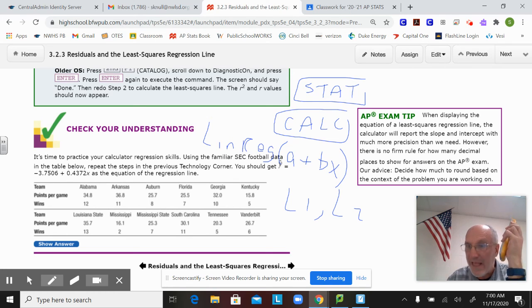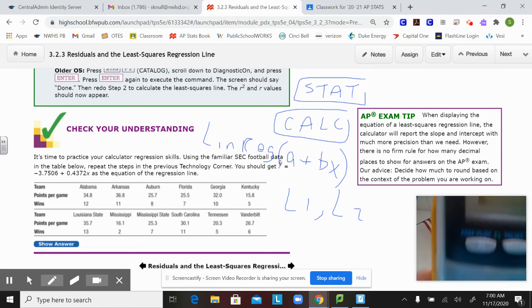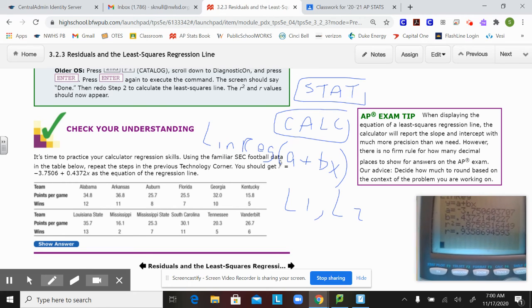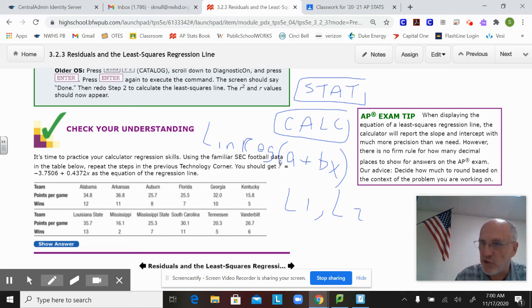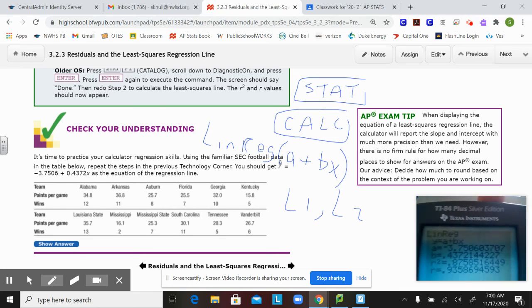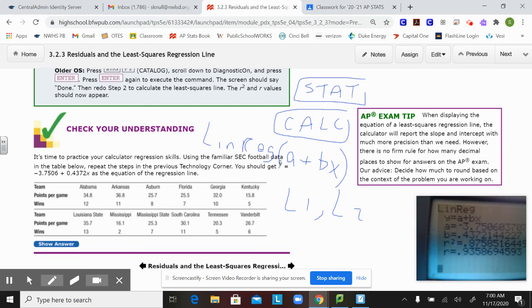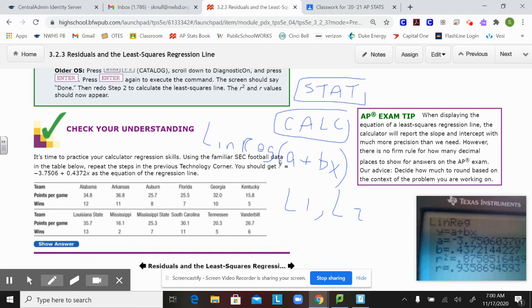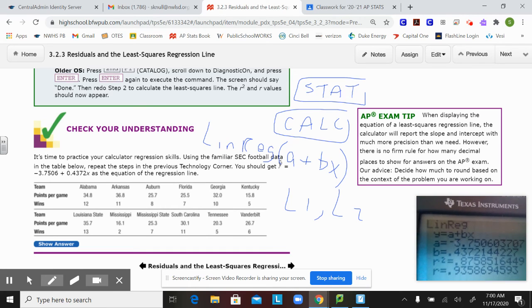You'll recall from last section, the bottom number on here is r. That's my correlation coefficient, 0.9358. That's a fairly strong linear positive relationship. But you'll notice that it says y equals a plus bx, and it gives me a and it gives me b. You have to recognize that a is the y-intercept, negative 3.75, and b is the slope, 0.4372.